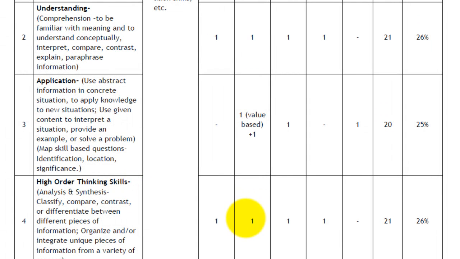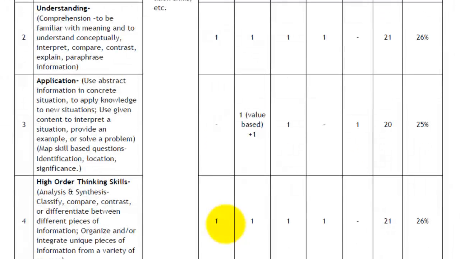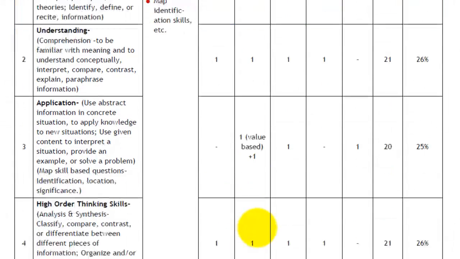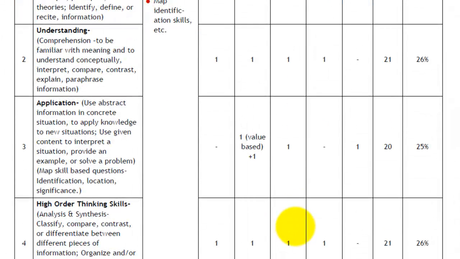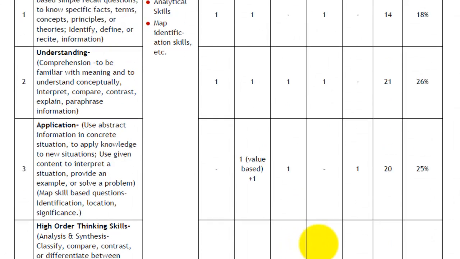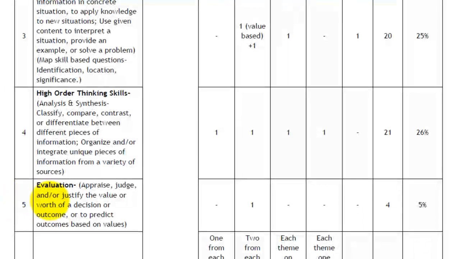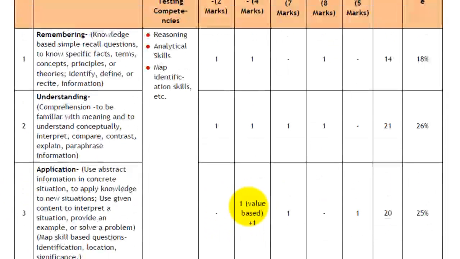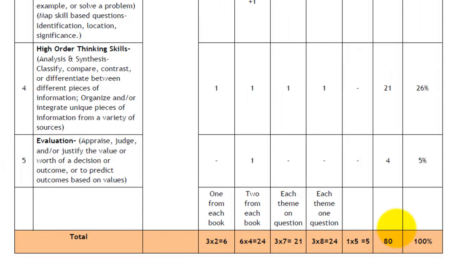There will be one very short answer question for 2 marks. Then there will be one short answer question of 4 marks. One question will be based on a source for 7 marks, and then there will be one long answer question for 8 marks, totaling to 21 marks. The next section is based on evaluation. There will be one short answer question for 4 marks from this, and there will be a total of 4 marks for this section.